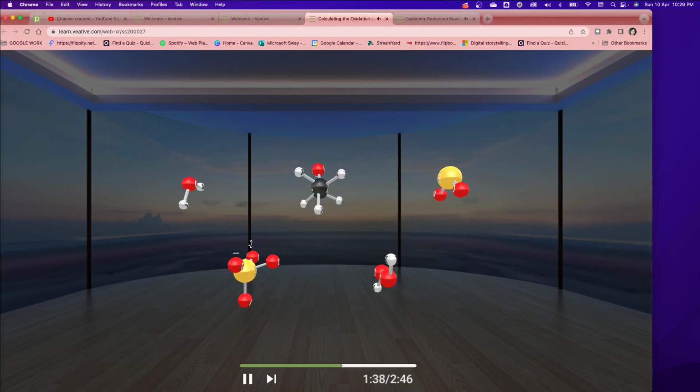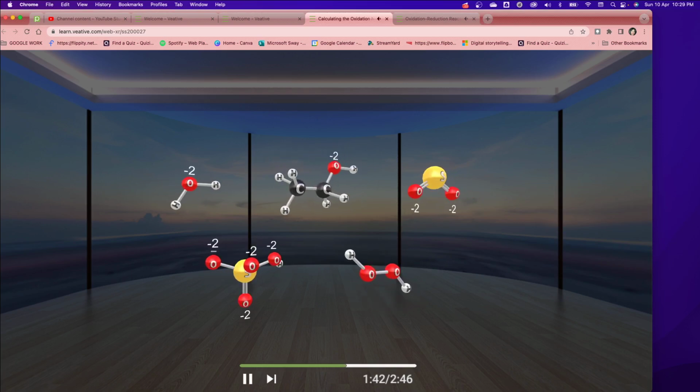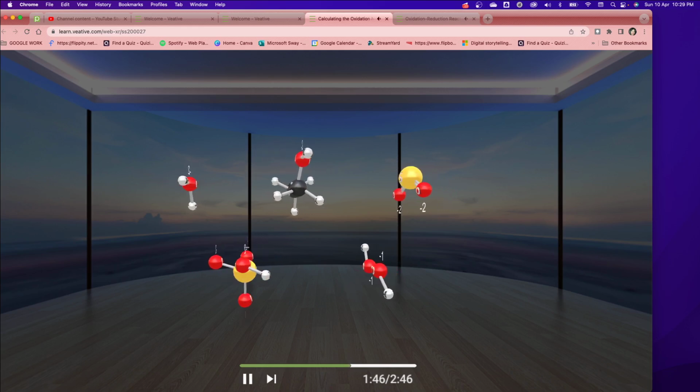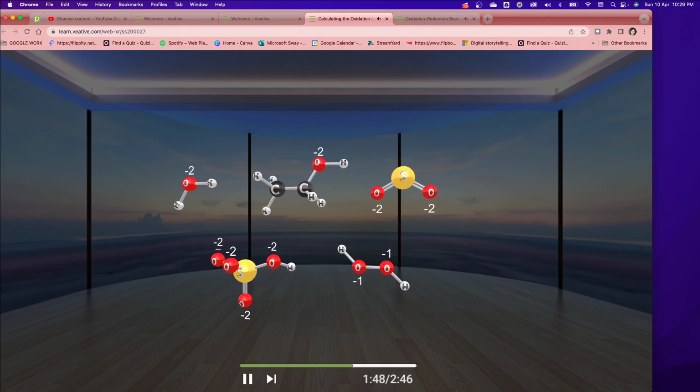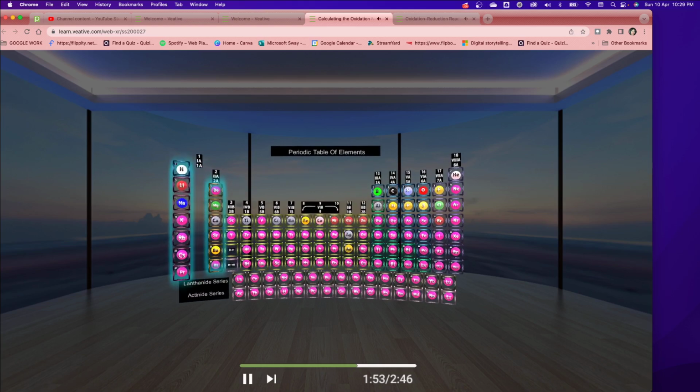The oxidation state of oxygen is -2 in all compounds except in peroxides, where it is -1, and in superoxides, where it is -0.5. The oxidation state of alkali metals is +1, and that of alkaline earth metals is +2 in all their compounds.